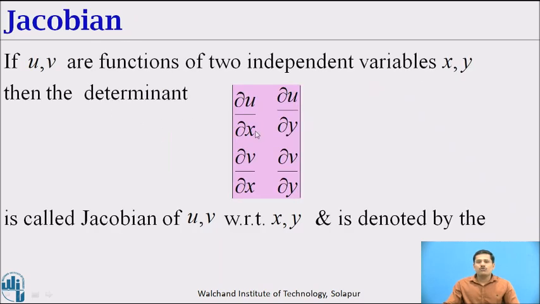That is, the Jacobian of any two functions is nothing but a determinant. In that determinant, the first row contains the partial derivatives of the first function with respect to all the independent variables, and the second row contains the partial derivatives of the next function with respect to all the independent variables.